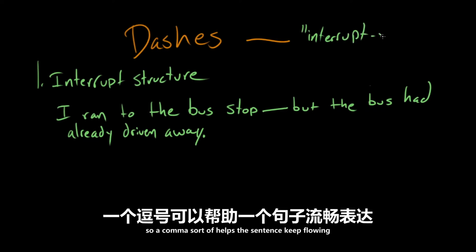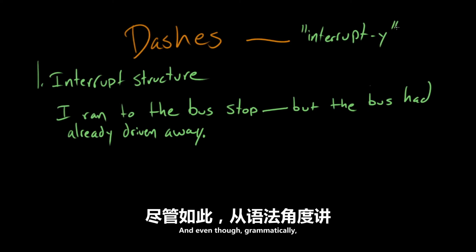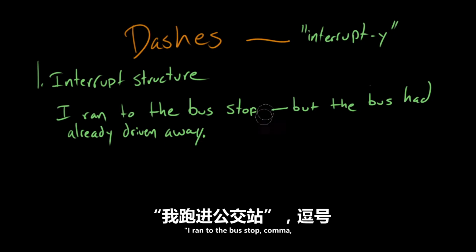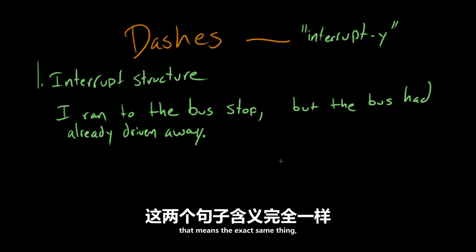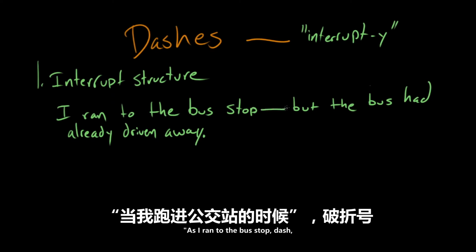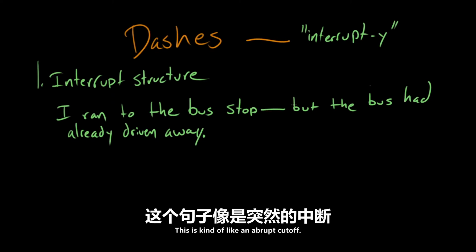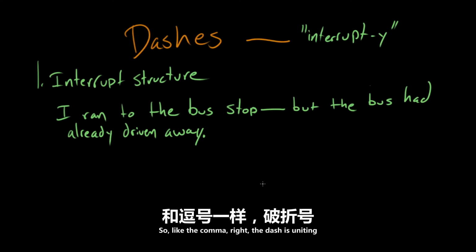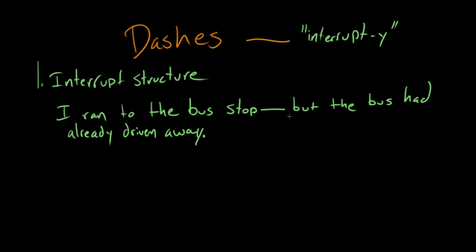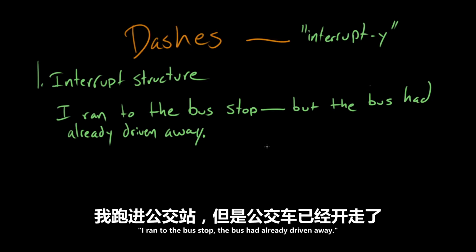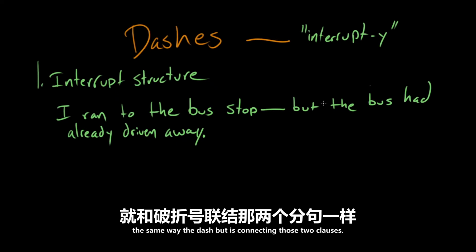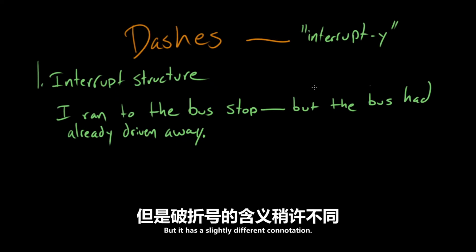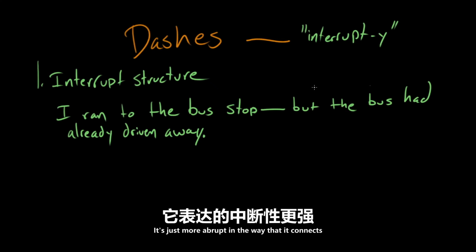Right, so a comma sort of helps the sentence keep flowing, and the dash kind of stops it for a second. And even though grammatically those two sentences are identical, right? I ran to the bus stop, comma, but the bus had already driven away. Technically that means the exact same thing as I ran to the bus stop, dash, but the bus had already driven away. This is kind of like an abrupt cut off. So like the comma, the dash is uniting these two independent clauses. I ran to the bus stop, the bus had already driven away, right? So comma, but would connect those two independent clauses the same way that dash, but is connecting those two clauses. But it has a slightly different connotation. It's just more abrupt in the way that it connects these two things together.